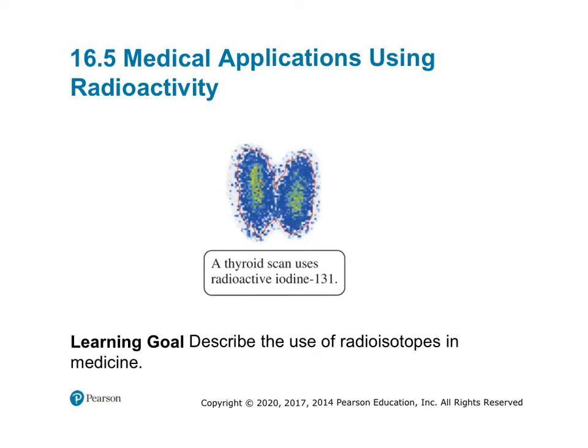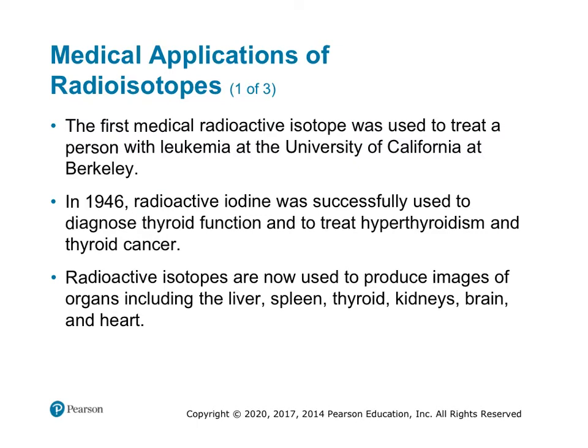Okay, here today in section 16.5, we're going to talk about medical applications of radioactivity and using radioisotopes in medicine. As we've talked about before, the use of radioisotopes to treat cancer is a common practice. The first radioisotope used to treat a person with cancer was at the University of California, Berkeley, and they used it to treat leukemia. Today it is widespread, used to treat lots of kinds of cancer.